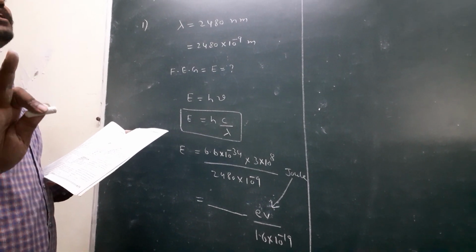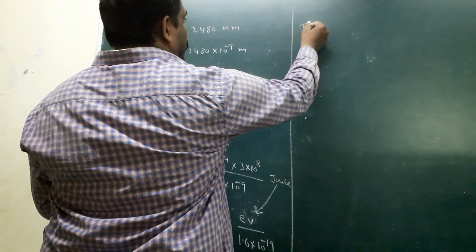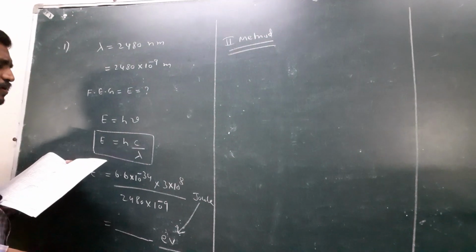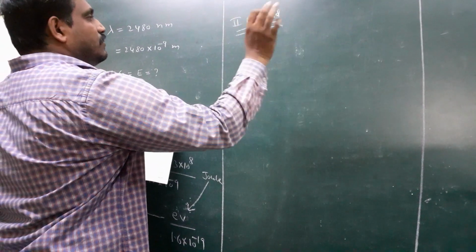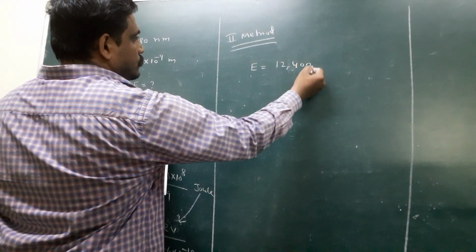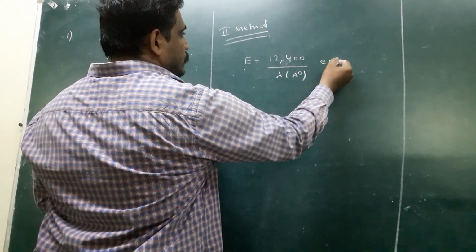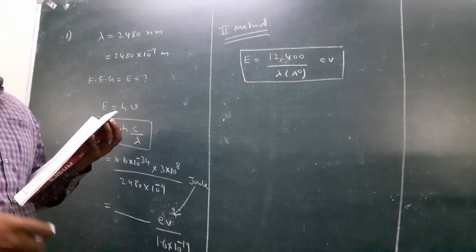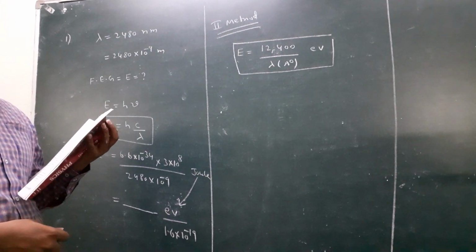But there is also a very easy solution. That is the second method, the shortest formula. Wavelength is given to determine energy. The direct formula is E equal to 12,400 by lambda in angstrom. What is the energy unit? Directly eV. What is the shortcut formula? E equal to 12,400 by lambda taken in angstrom.